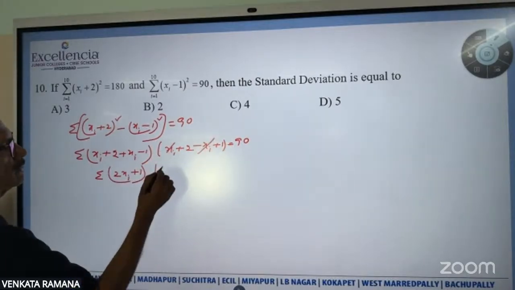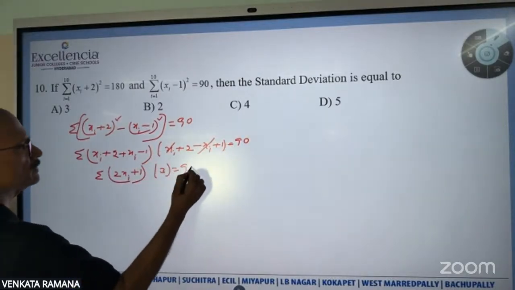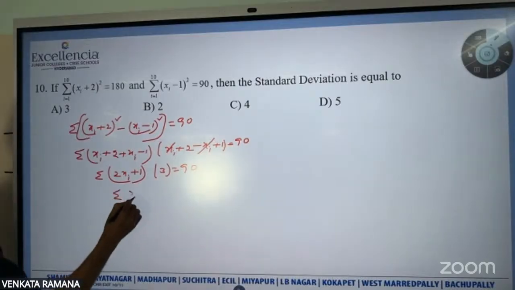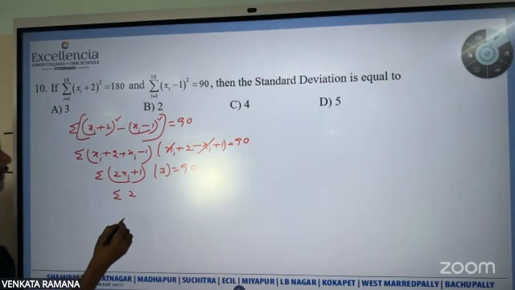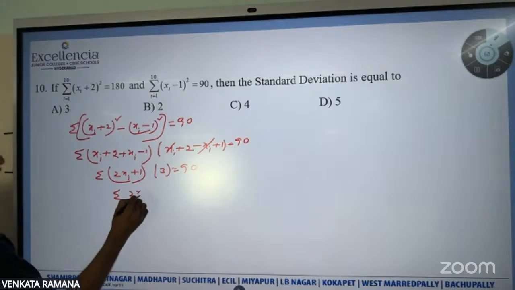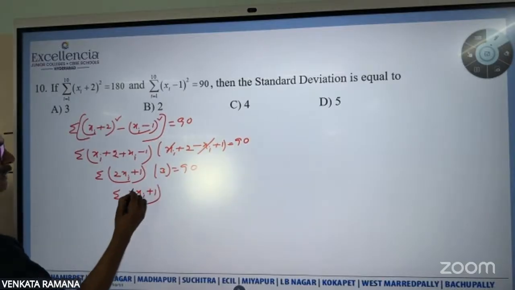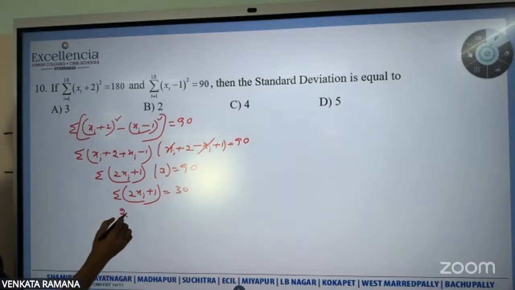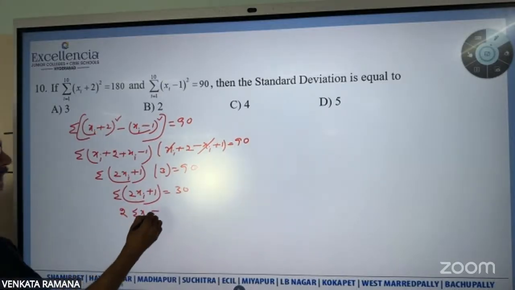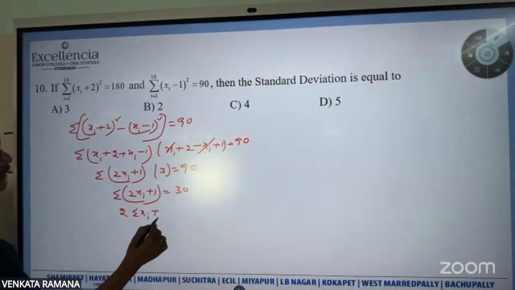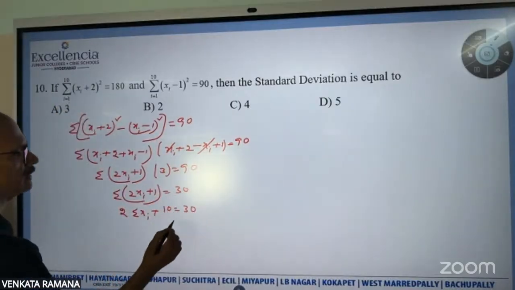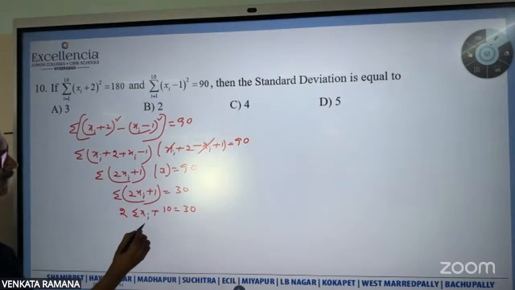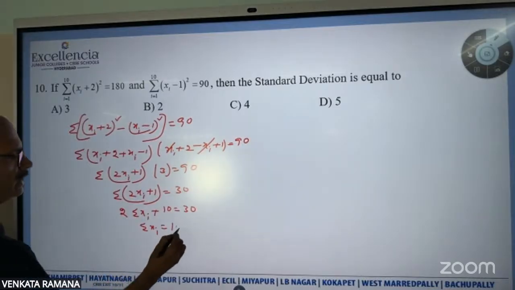This value is 3 times, equal to 90. So sigma 2 times of, therefore it is equal to 2 times of (xi plus 1) is equal to 30. So therefore 2 times of sigma xi plus, because 1 to 10 it becomes 10 only, is equal to 30. So therefore sigma xi is equal to 10, you will get it finally.